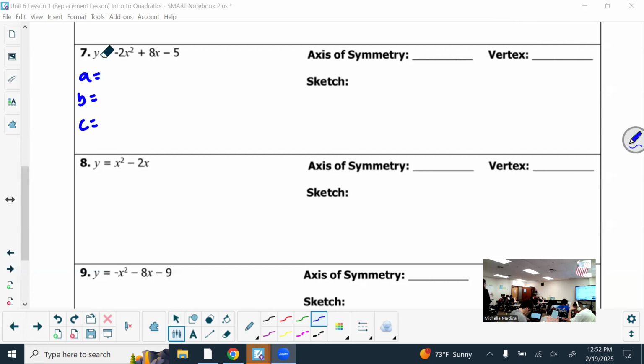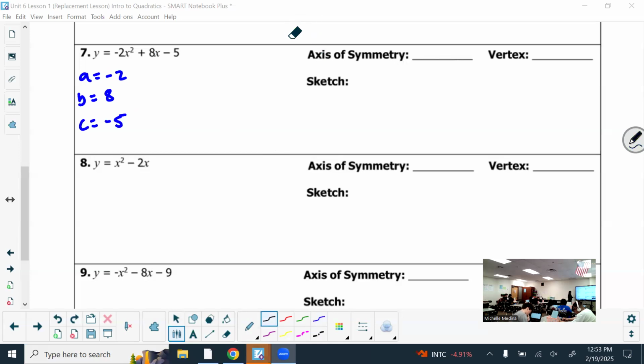Max, can you tell me what A is in this one? Okay, great. Chris, can you tell me what B is? And Wade, can you tell me what C is? -5. All right, C we're not using yet, but I just want you to still be able to identify it, so it'll make your life easier later.